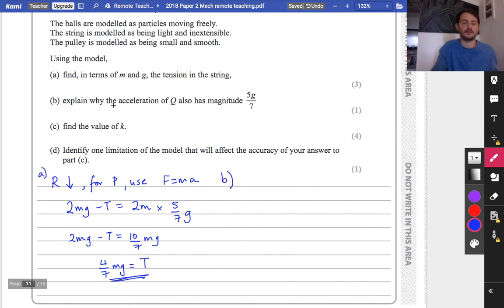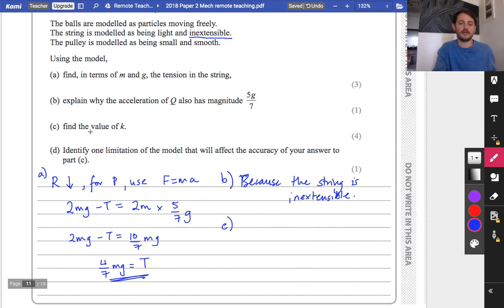Now for part B of the question, it says explain why the acceleration of Q also has a magnitude 5g over 7. So we need to look at these different modelling assumptions that we've got here and think which of them tells us that Q also has the same acceleration. Well, the one that it is, is that the string is inextensible. So we need to say here, explain why: because the string is inextensible. That's the one modelling assumption that makes that true.